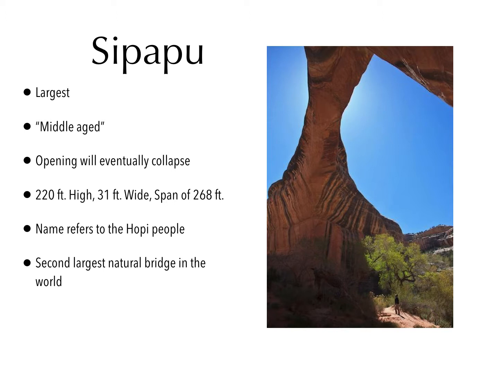The last bridge we're going to talk about is Sipapu. Sipapu is the largest bridge of the three. It is middle-aged. It is 220 feet high, 31 feet wide, and has a span of 268 feet. The name, Sipapu, refers to the Hopi people. It is also a known fact that the opening of the bridge will eventually collapse.